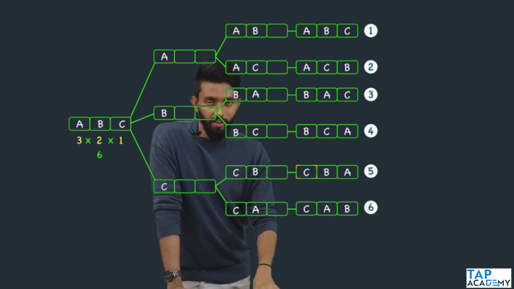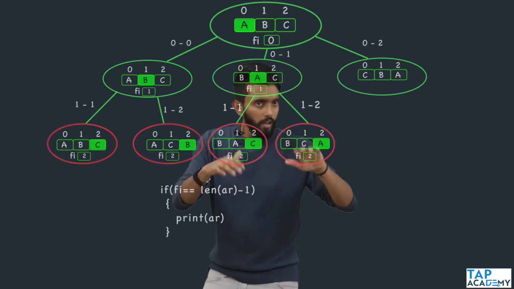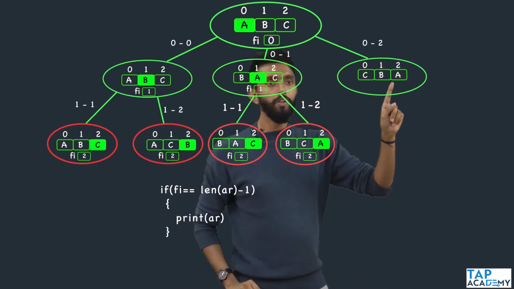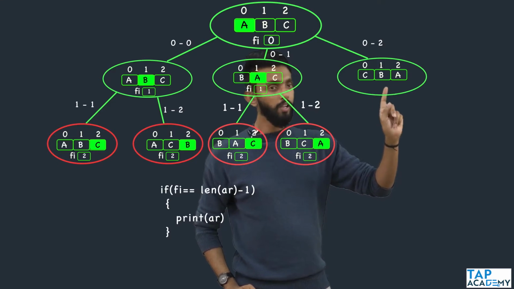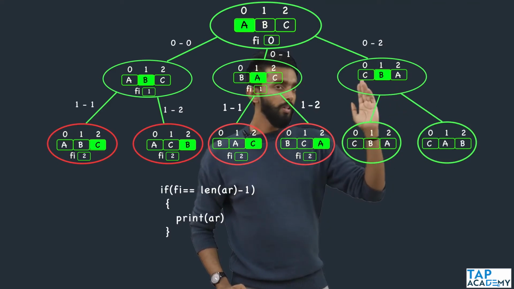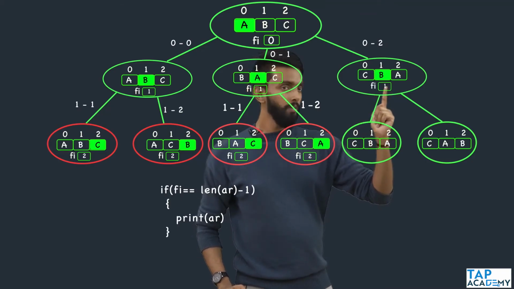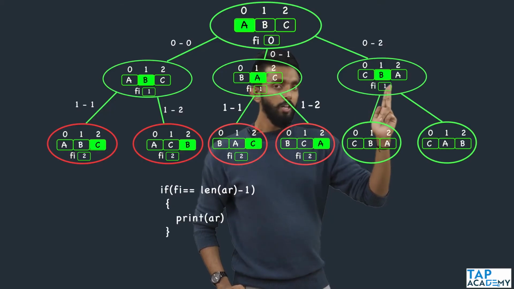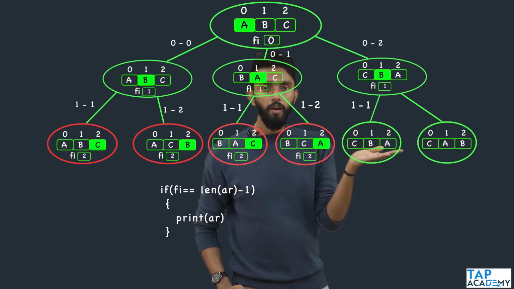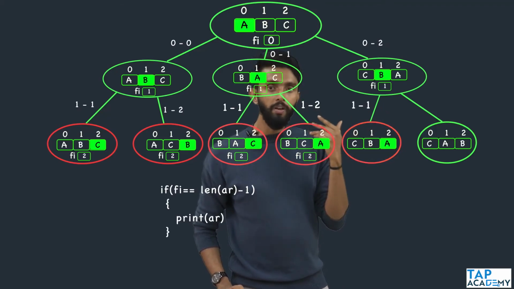Any confusion till here, guys? Yes, sir, we understood. What else? Now go back, come here. CBA. Now you have to fix the second character. If you have to fix the second character, I'm marking it in green. Two possibilities only you have. In the two possibilities, fixed index here is 1 because you're fixing the second character. Swap with itself, 1-1. You will get CBA. Obviously, this is a base condition, print it, right?